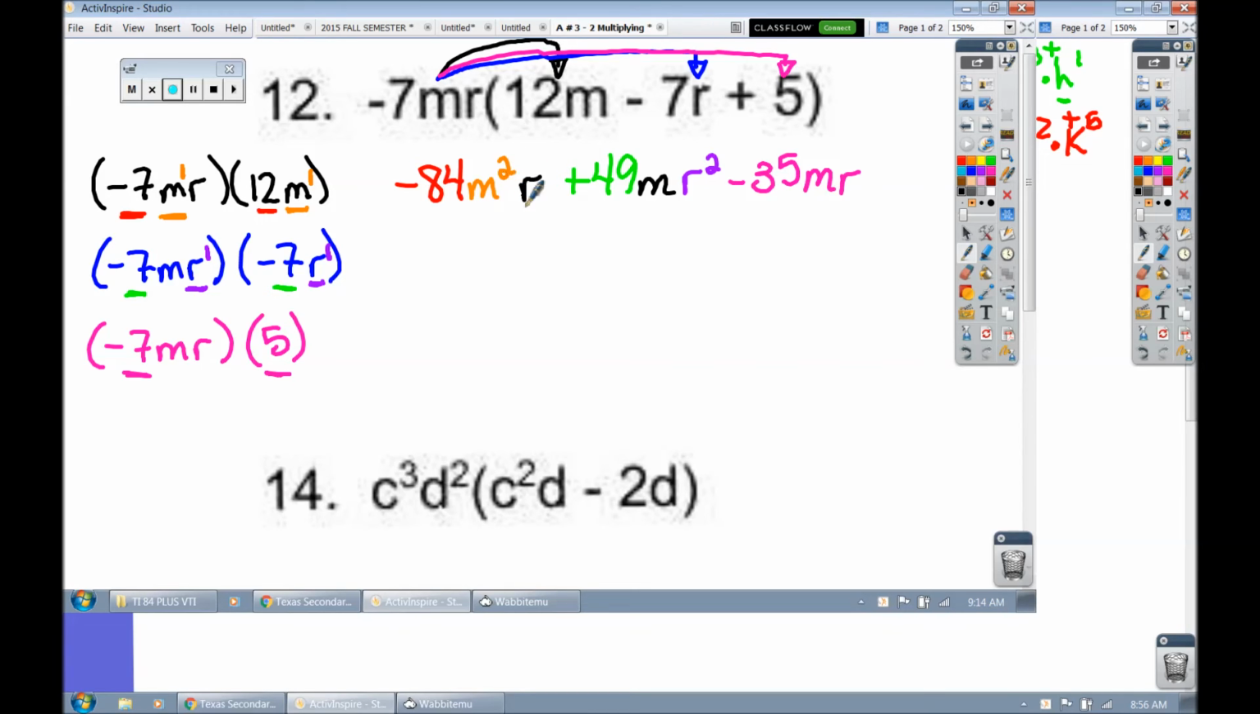M squared r's can only be combined with m squared r's. Do I have any m squared r's? No, these are the only m squared r's I have. This is not m squared r. This is mr squared. Mr squareds can only go with mr squareds. And mr can only go with mr. So guess what? This is our answer.